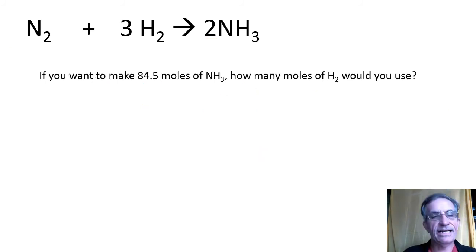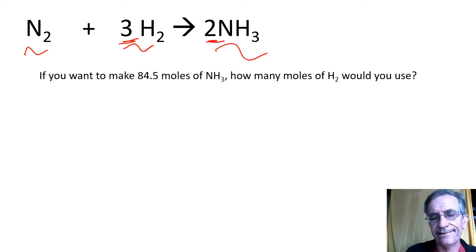Okay, another example, kind of along the same lines, all right? In fact, I'm even using the same reaction. Nitrogen reacts with hydrogen to make ammonia. And for this to work, you have to have it balanced, so you see I already balanced it for you, right? We have a 2 right here and a 3 right here. And if you don't see anything, it's a 1. So there's kind of a 1 right there.